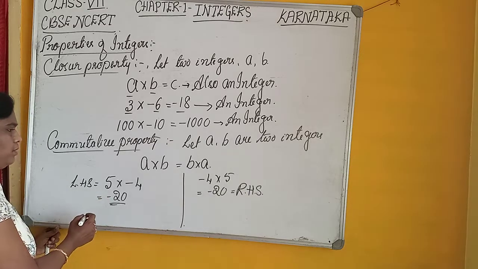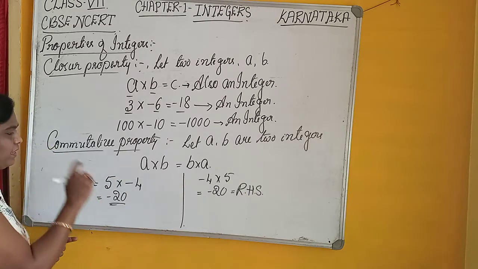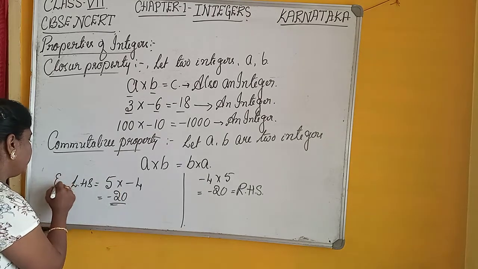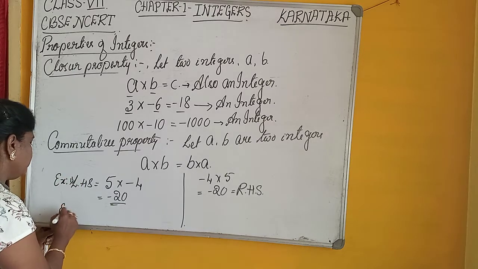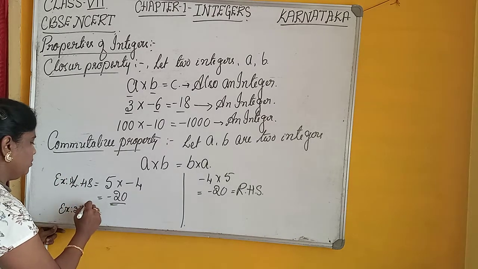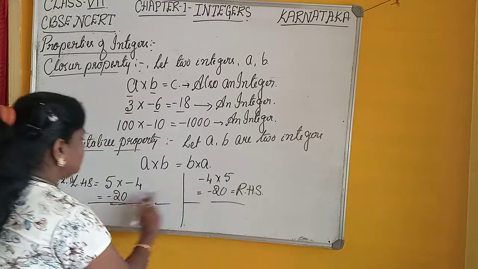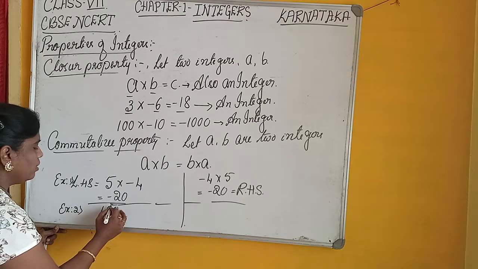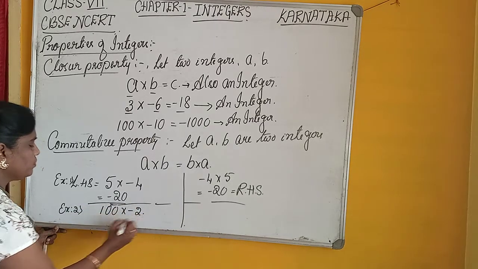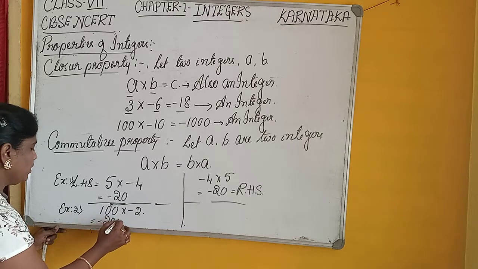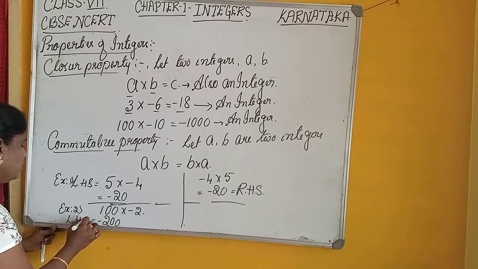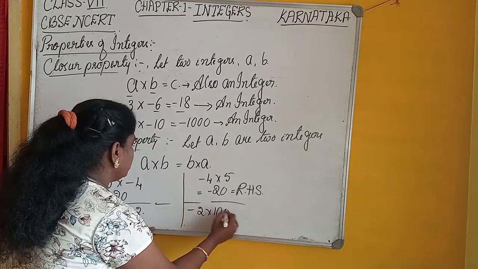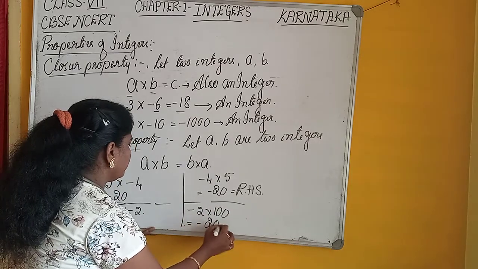You can take one more example, easily 100 into minus 2. This is example 2. Here we verify: minus 20 is equal to minus 20. In example 2, 100 into minus 2 is equal to minus 200, so LHS becomes minus 200. If you reverse this, minus 2 into 100 is equal to minus 200.